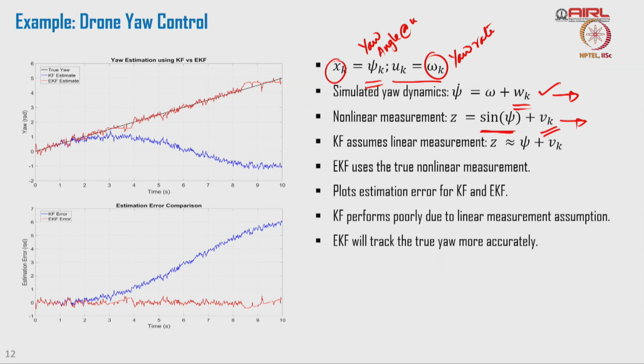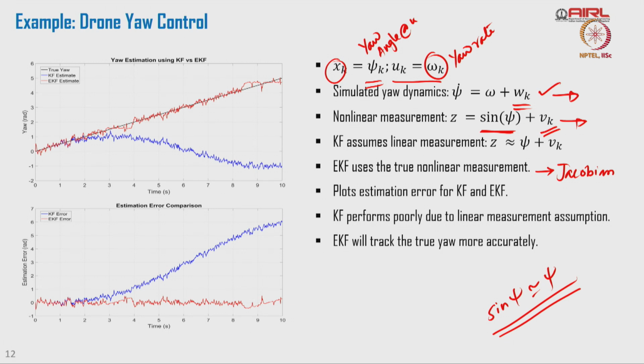When we solve this particular system with Kalman filter, it assumes a linear measurement directly without having a Jacobian. How can it be done? It takes sine psi equal to psi by small angle approximation, fine. But EKF uses a true nonlinear measurement, it takes the Jacobian. When the Jacobian is obtained, we can say that it is linearized in a different way. So, this small angle approximation does not give accurate information about the system, but the Jacobian has more accuracy regarding this.